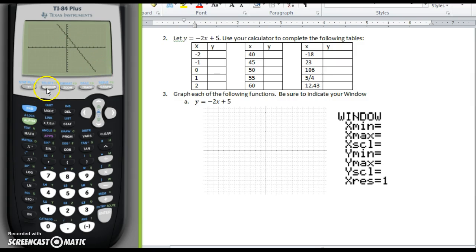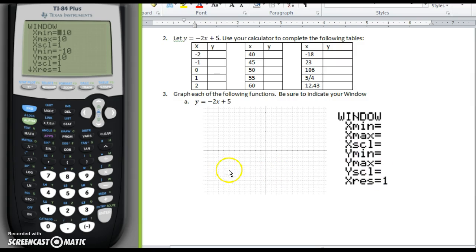So the window, if I press the window key, notice right now it's set to x min is negative 10, x max is 10, x scale is 1, y min is negative 10, y max is 10, and y scale is 1. And you should always leave the resolution at 1. This is your standard window.